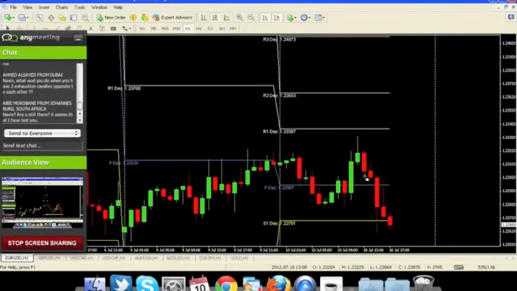Ahmed is saying, Naveen, what do you do when you have 2 exhaustion candles opposite to each other? Okay, that's an advanced question. We'll discuss that later.